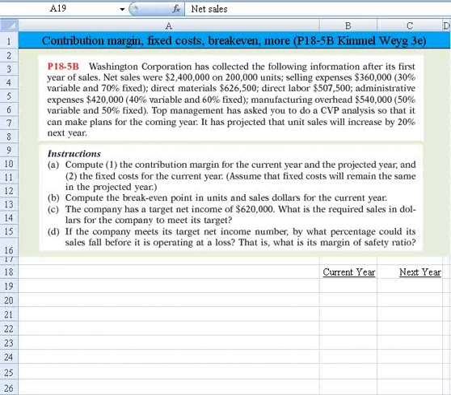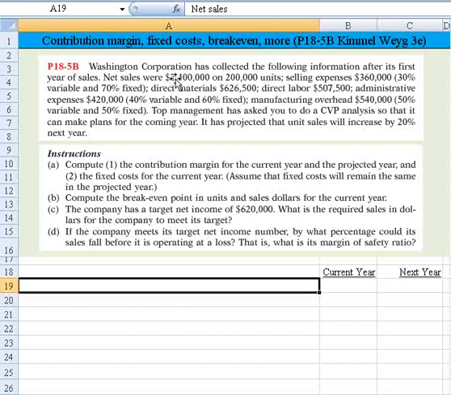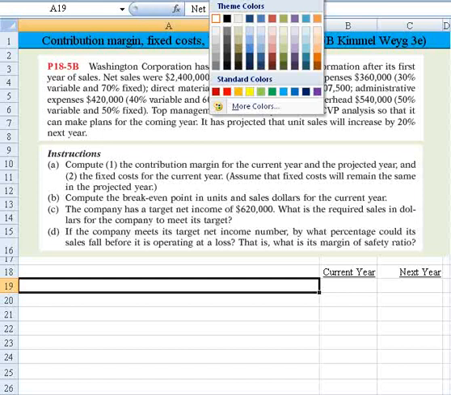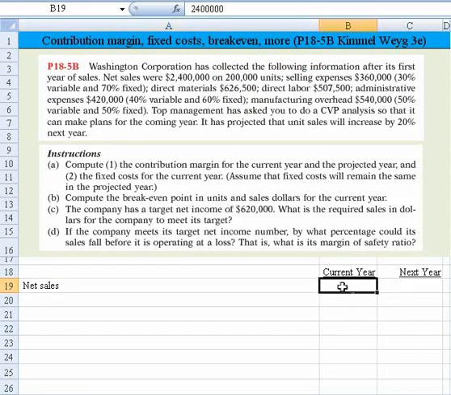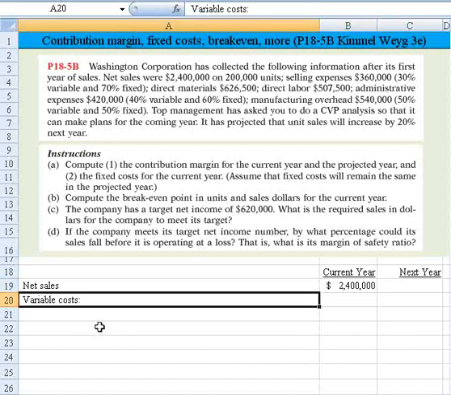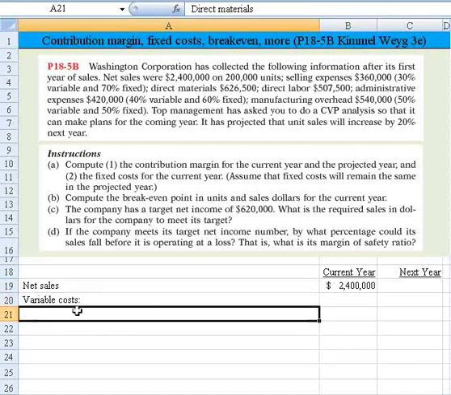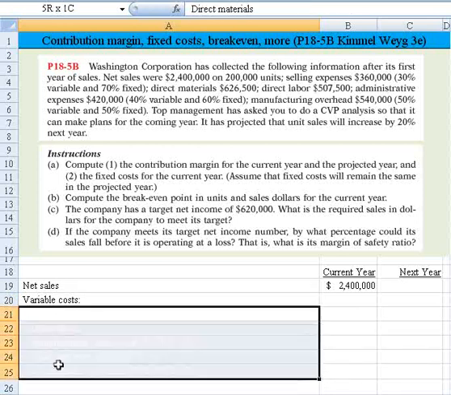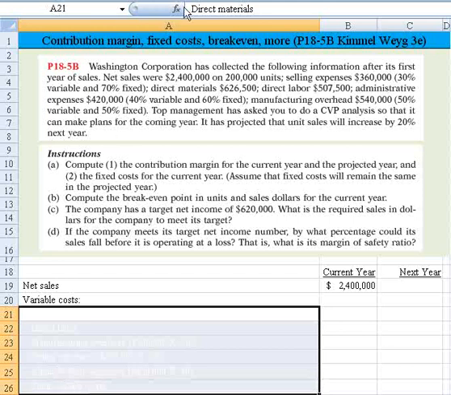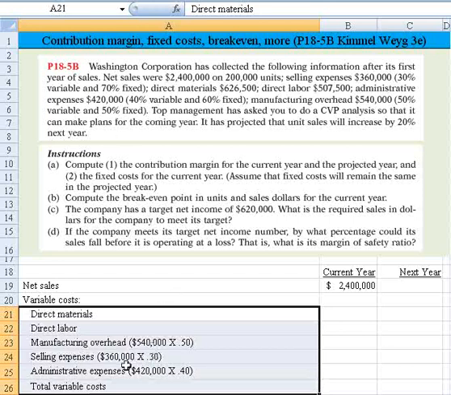the current year. Alright, now to save time for the demo, I've worked this ahead of time, so let's just bring some items to light. We jot in the net sales, and on part 1, we're only concerned with the current year. So they told us that sales were $2,400,000. Next, we need to identify the variable costs, and when we subtract out the variable cost, we'll be able to compute the contribution margin. So let's bring all of these to light.